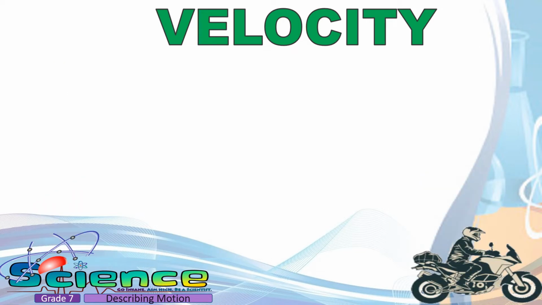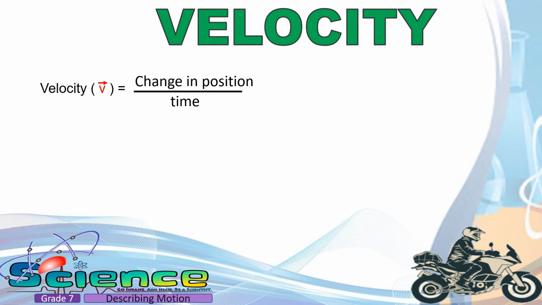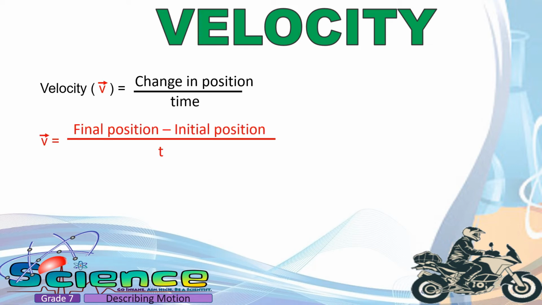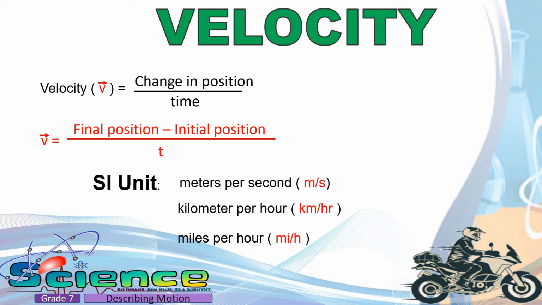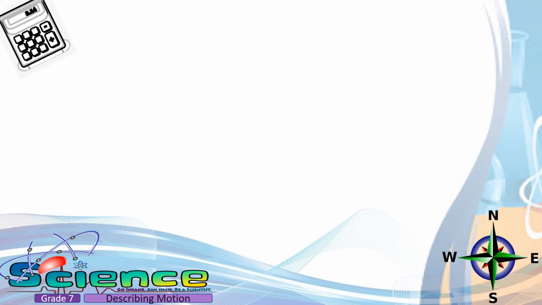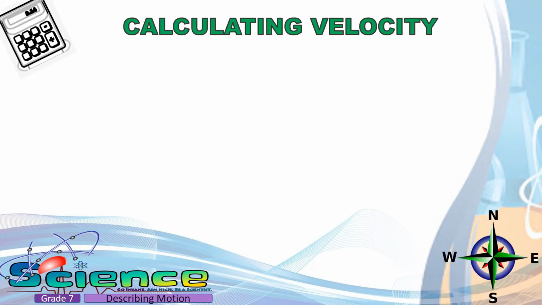Velocity can be calculated by the change in position divided by time. Note that there are arrows on the symbols to indicate that velocity is a vector quantity. Speed and velocity have the same units. However, velocity requires direction. Let us try to solve a problem involving velocity.